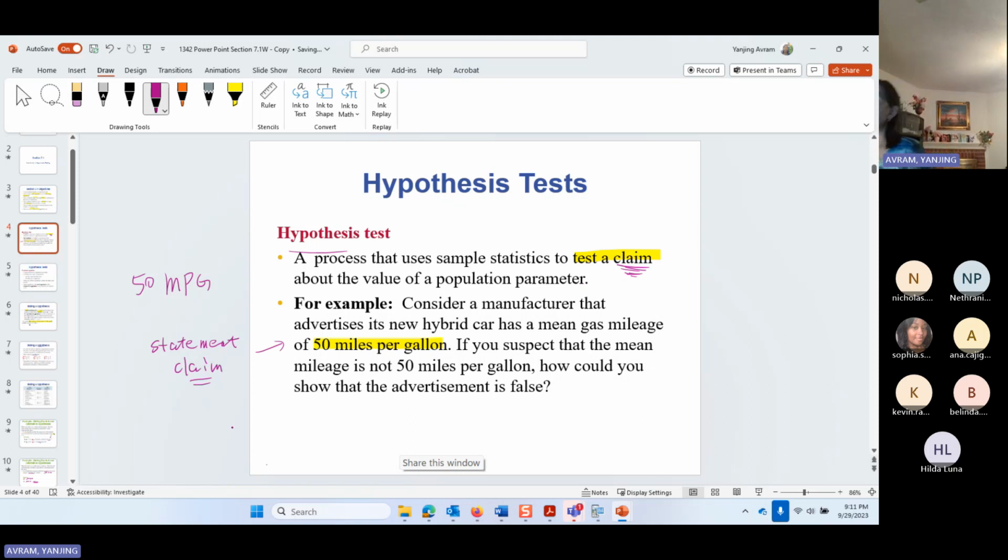All right, so that is a hypothesis test. And if I want to test whether this is true or false, I will have to go do a survey.